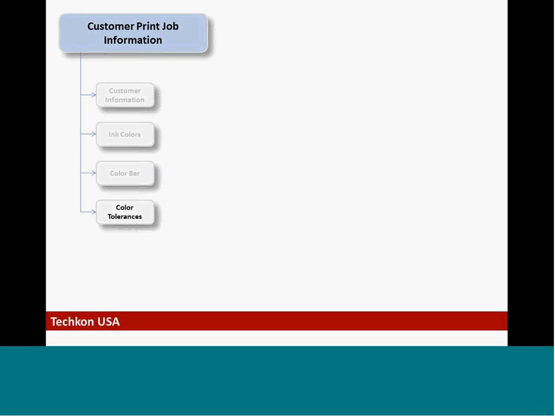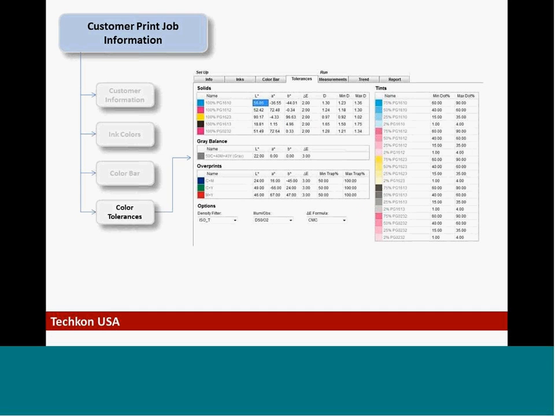To me, one of the most important are color tolerances. Having the reference colors that you're using to compare when printing on the press. Having the delta E tolerance, so in other words, what level of accuracy do you have to print to? What your customer target densities are per color. Density range.